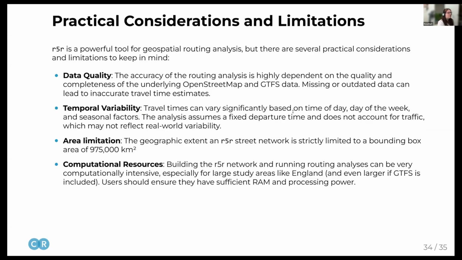Temporal variability. This does not account for congestion, unfortunately, but the timetables will have that sort of congestion built into them to a degree, but for car and for walking, that's not the case. You can use topography data and integrate that into the R5R network. So if you've come from a particularly hilly location, you can include that, and that will have an impact. It's got a maximum area limitation, about the size of Egypt, and also computational resources.